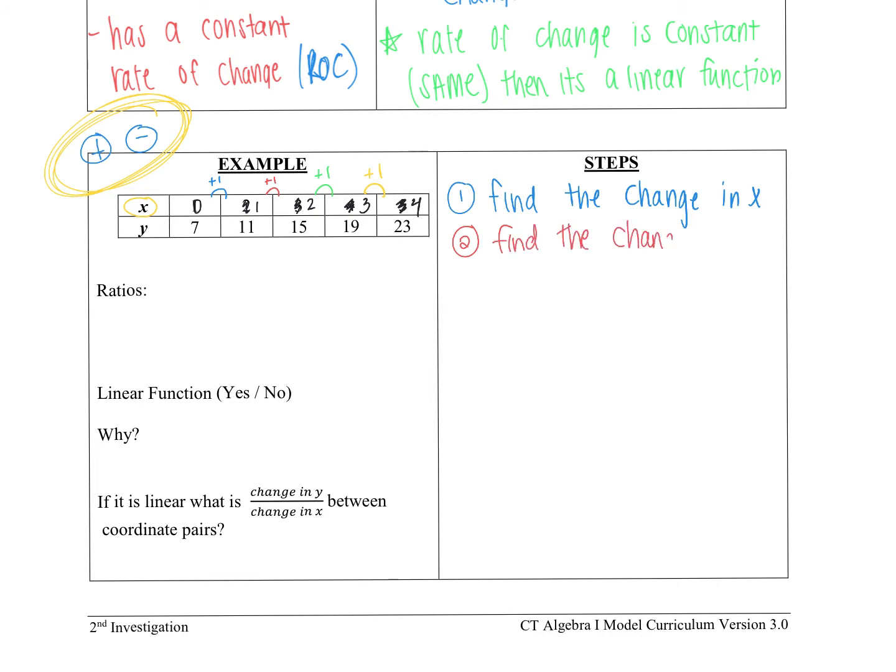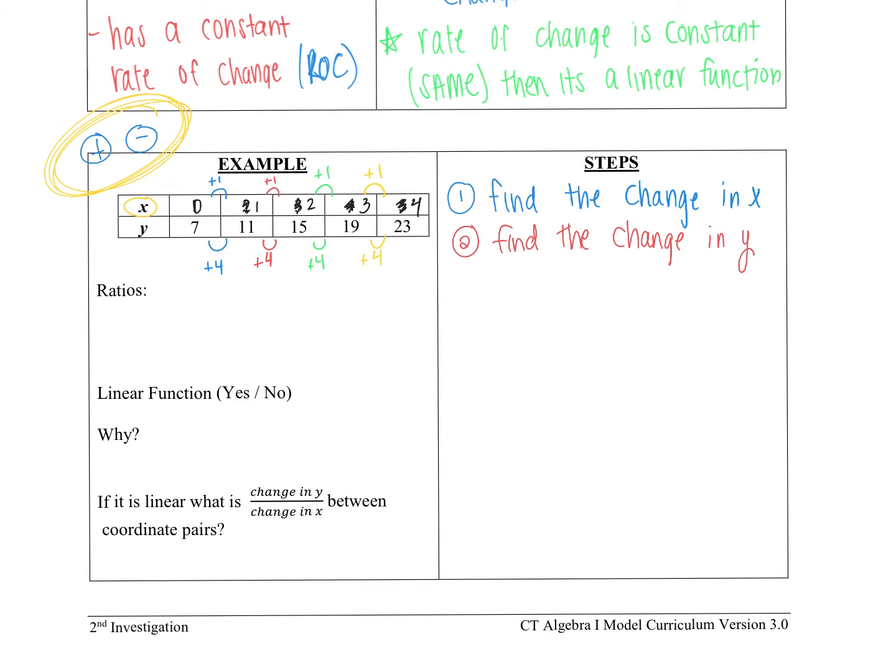So now you're finding the change in y. Okay, so I'm going to do the same thing. How did I get from 7 to 11? My numbers went up, so I know I added something. And 7 plus what gives me 11? I added 4. I'm going to go to the next one. 11 to 15. Once again, I added 4. Then I went from 15 to 19. I added 4. And then I went from 19 to 23, and I added 4.